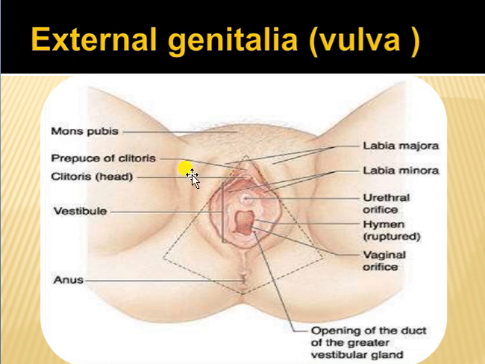These are the external genital organs. First we take the mons pubis. This is the mons pubis. Here hair growth will be present. It is just above the vulva. The external genital organs we can completely call the vulva. This entire part we can call the vulva.